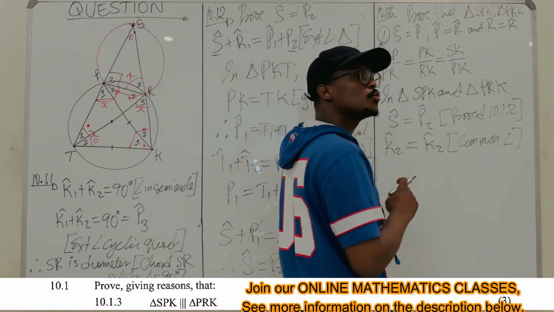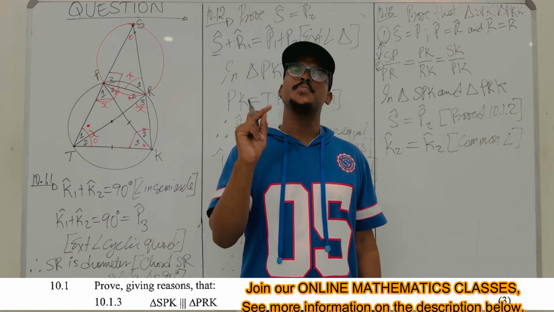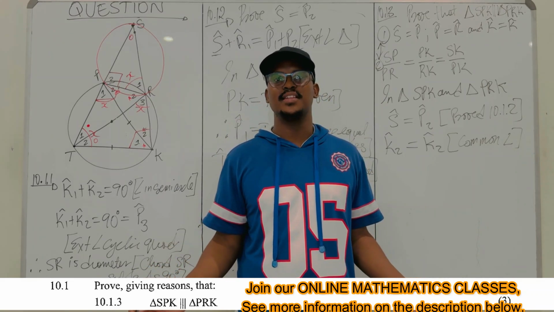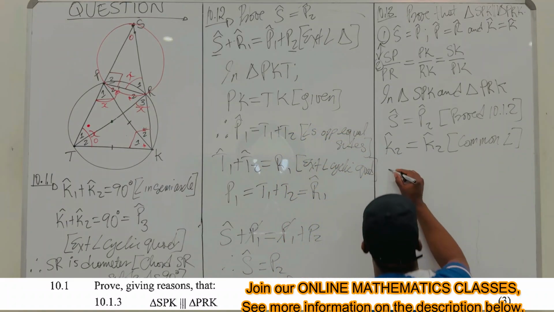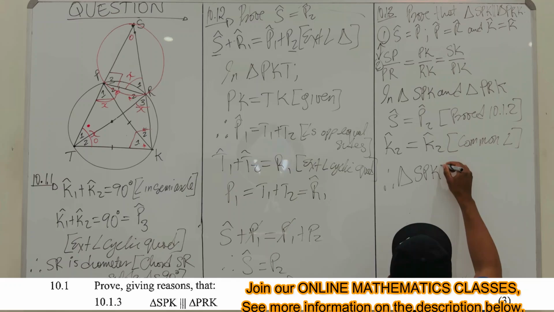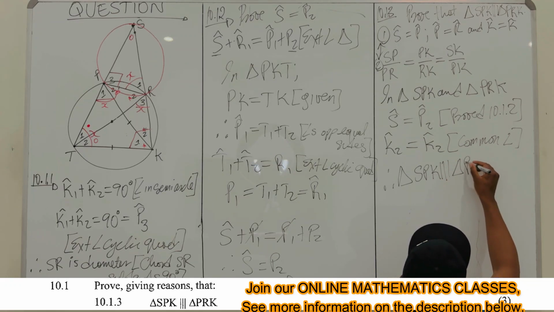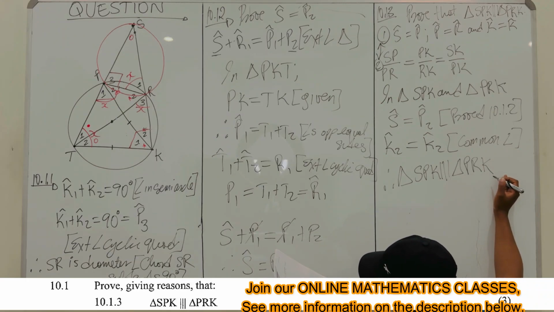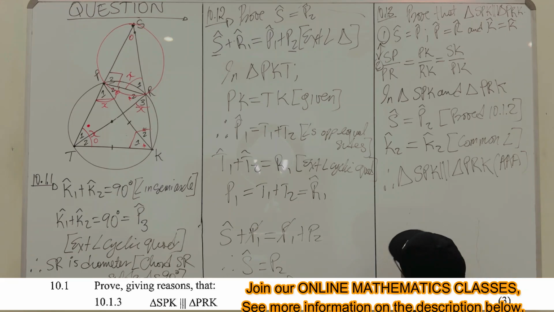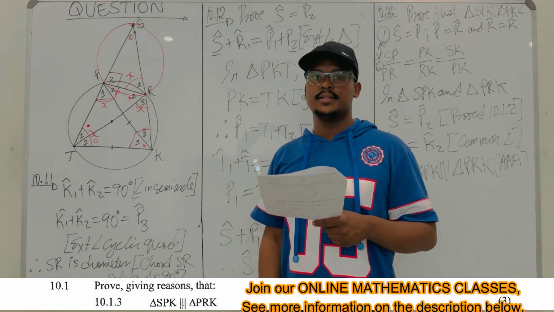Right? So if you manage to show that two pairs of corresponding angles are equal, then you are done with this. So we can say now, therefore, triangle SPK is similar to triangle PRK, right?